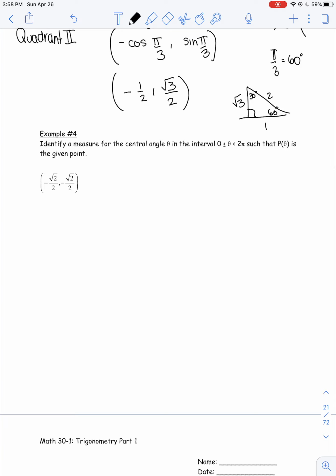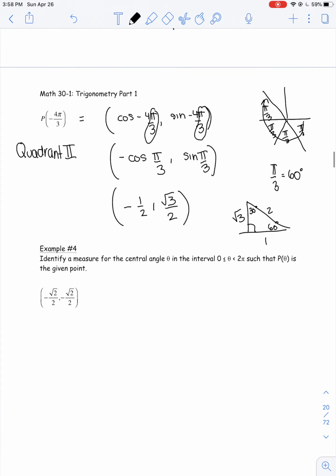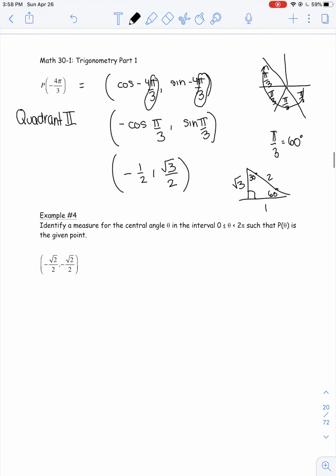Example number 4: we want to identify the measure of the central angle theta in the interval from 0 to 2 pi, such that P of theta is the given value. What I like to do in this case is, I know that the first coordinate is cos theta and the second coordinate is sine theta.